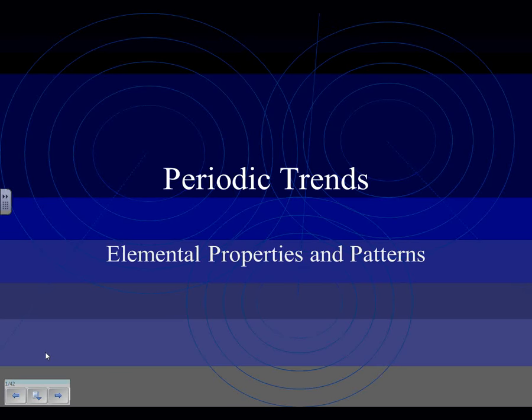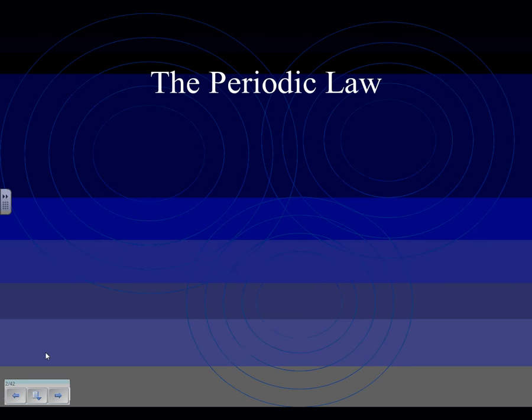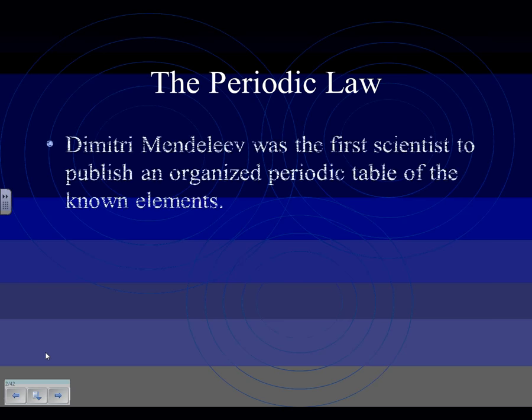Today I'm going to discuss the behaviors and trends of the periodic table. We're going to talk about the elements found on the periodic table, some early history, and discuss the properties and patterns associated with those elements on the periodic table. So let's get started.